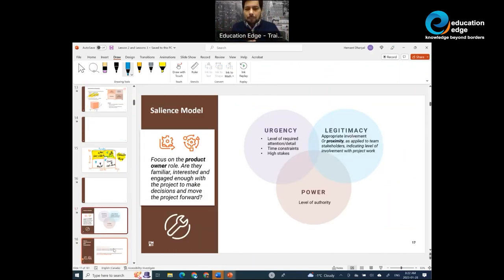Now, in the PMP exam, there are questions on salience model. Now, in the exam, if you just knew this classification model, salience model is a stakeholder classification tool or model. That's what it is, which classifies stakeholders based on their power or authority, their urgency, their time bound, right, and their level of required attention, and in a time sensitive manner, and their legitimacy, the proximity or the appropriate involvement of stakeholders, right?